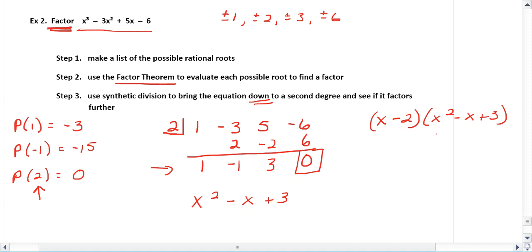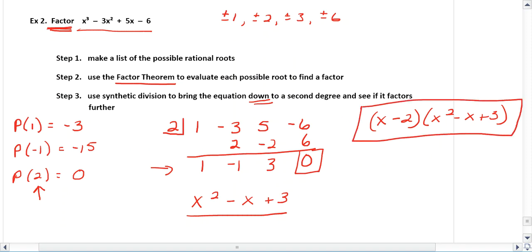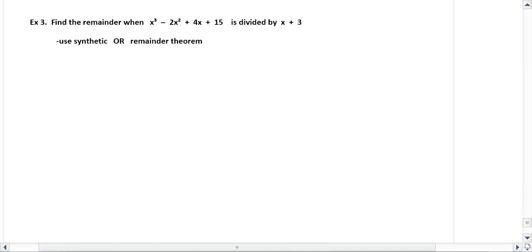And then we keep going if possible. So we have to look at this quadratic and see if it factors. And since it does not factor any further, you are done. This is the factored form of the original polynomial.